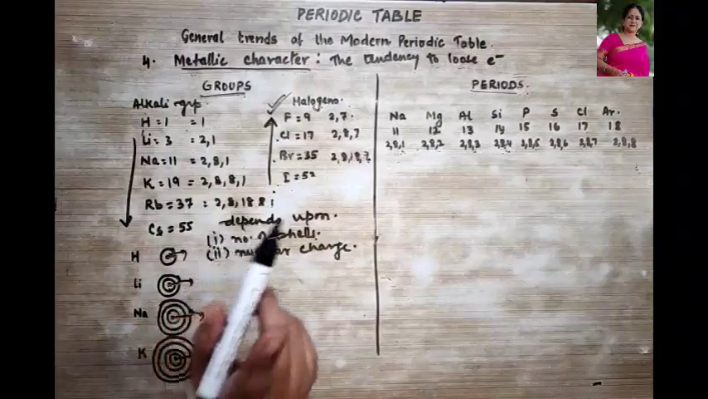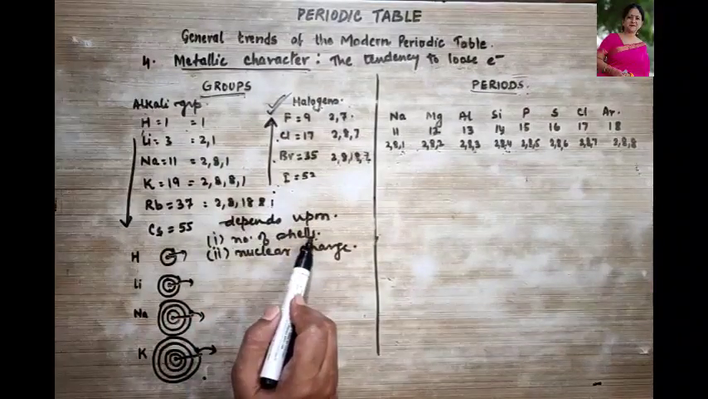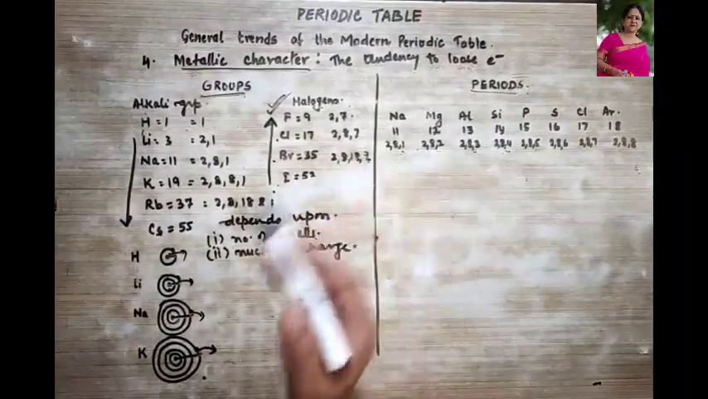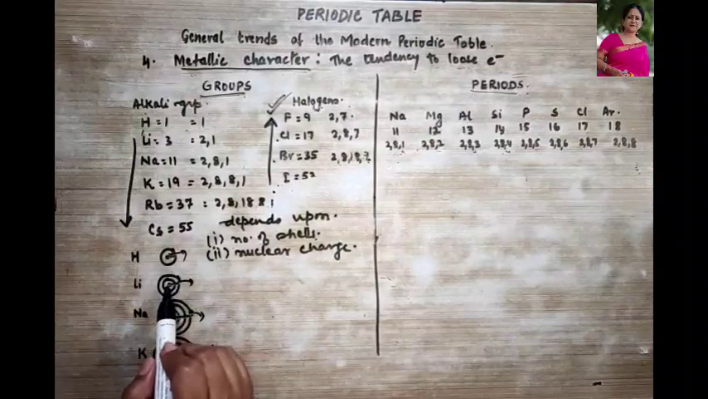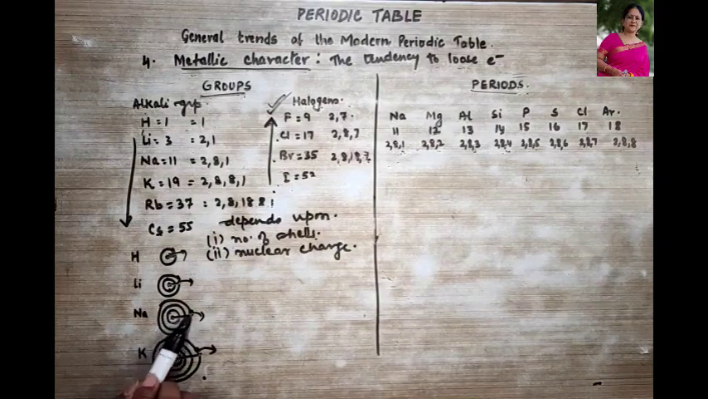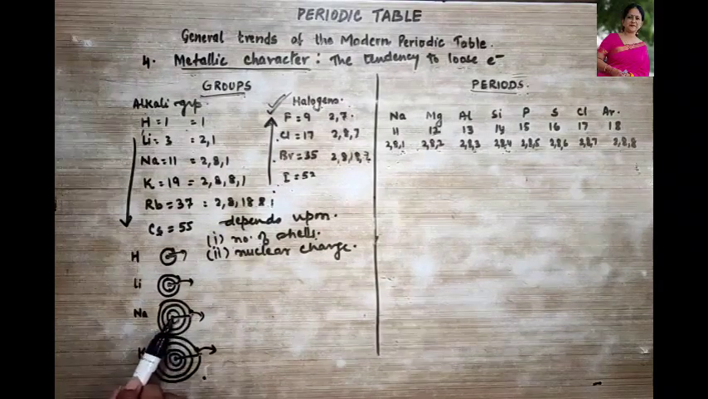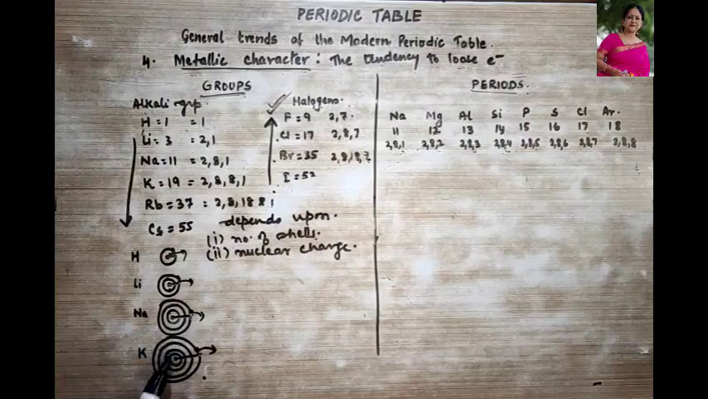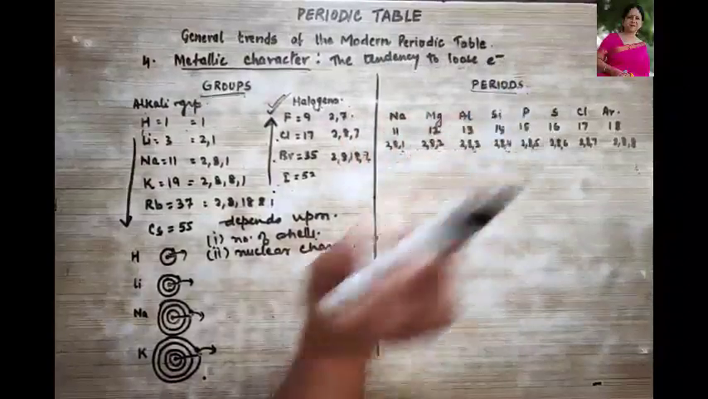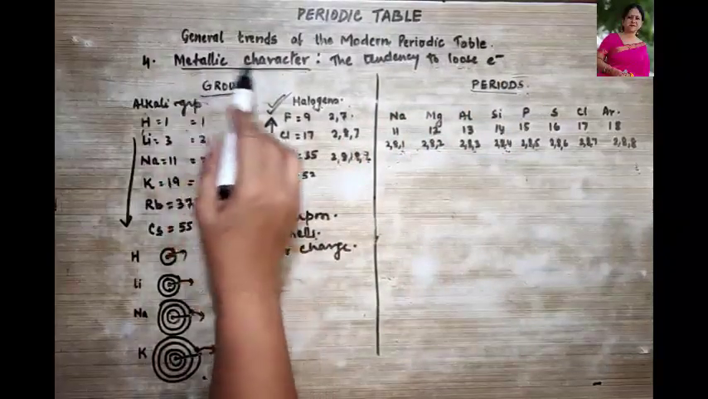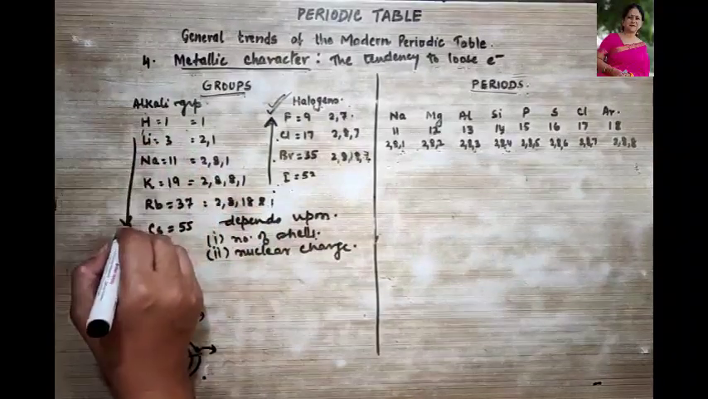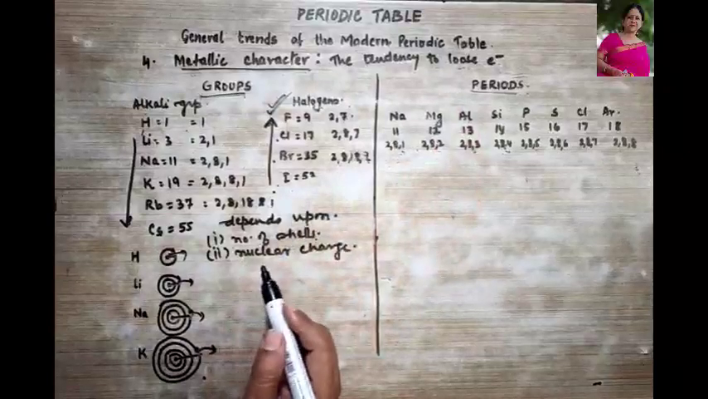Now, what did I say? Again I repeat. When the number of shells increases, metallic character also increases, right? Why? Because as the number of shells increases, the nuclear pull decreases, the attraction of that electron towards the nucleus decreases. Why? Because the distance is increasing. Clear? Hence, the tendency to lose electrons increases, and therefore they show metallic character. And hence we can say that as we go down, the metallic character increases.